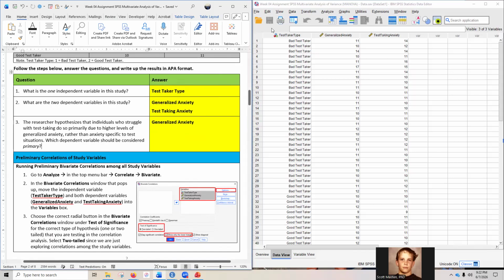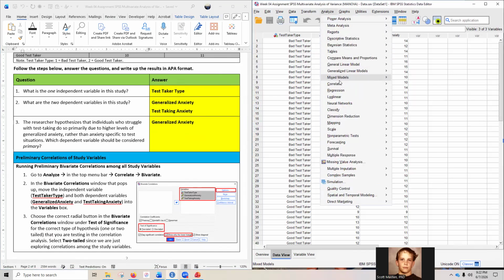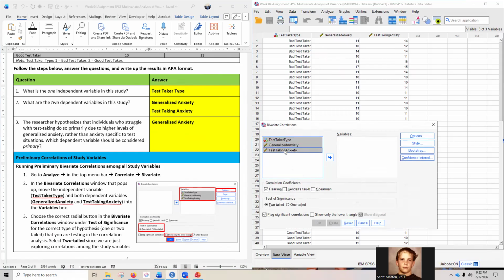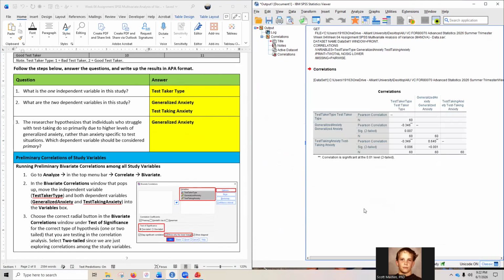So let's go ahead and do that over in SPSS. Go down to correlate and bivariate. And we're just going to throw these guys over to the right. That's the IV and both DVs. Make sure you've got two-tailed. And I click this to show only the lower triangle. And there's our correlations right there. So we have a correlation between generalized anxiety and test taker type, test taking anxiety and test taker type, and then test taking anxiety and generalized anxiety. Those are the three correlations we want.